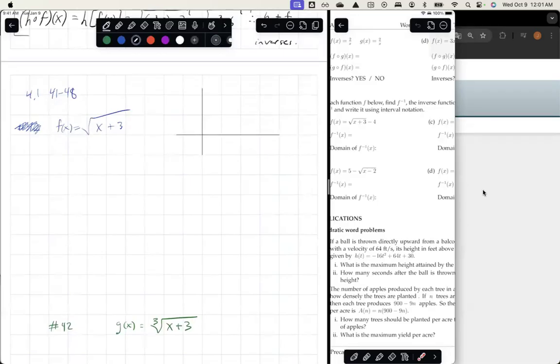And so I'll graph it here. It's going to be just 1, 2, 3, 4, 1, 2, 1, 2. So it's the square root function shifted 1, 2, 3 units to the left. And so the graph looks something like this. There we go.